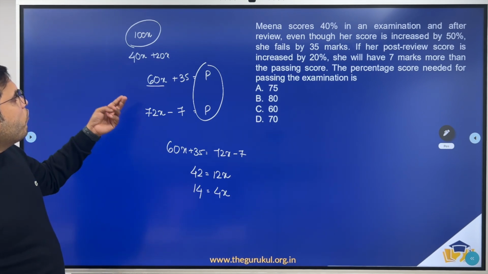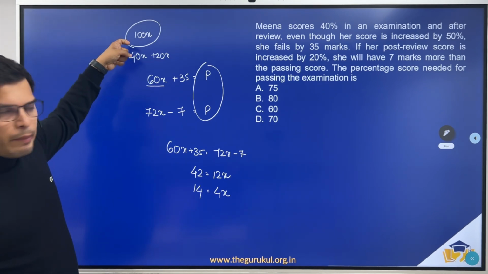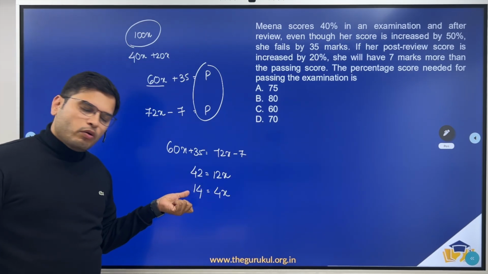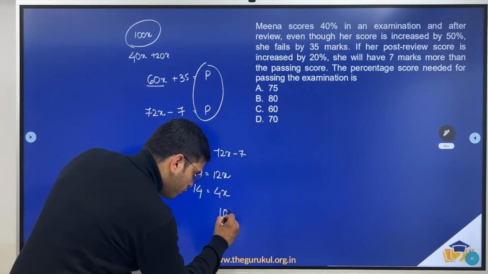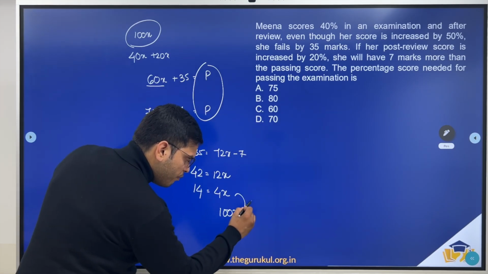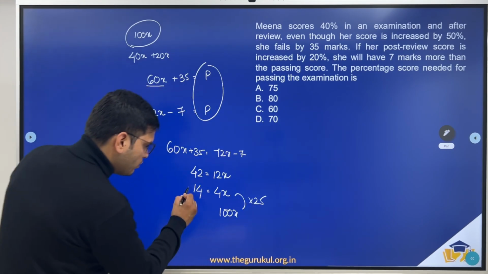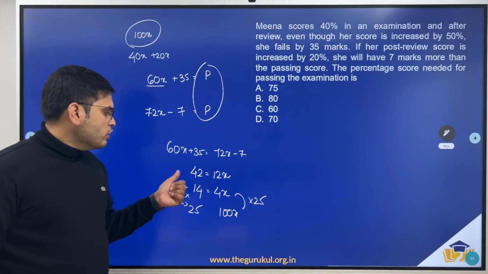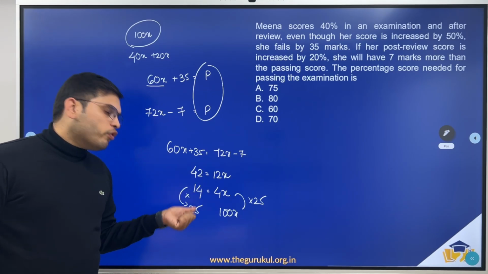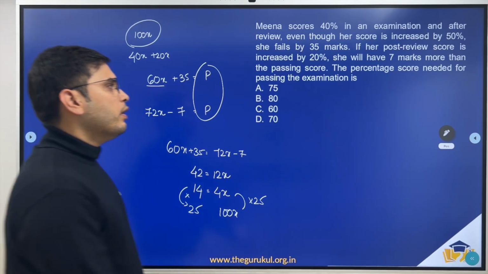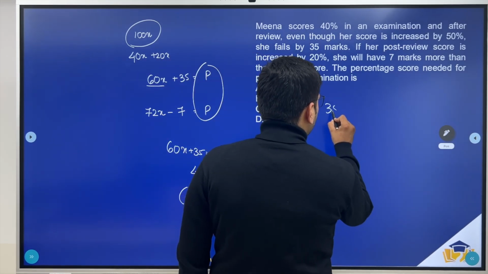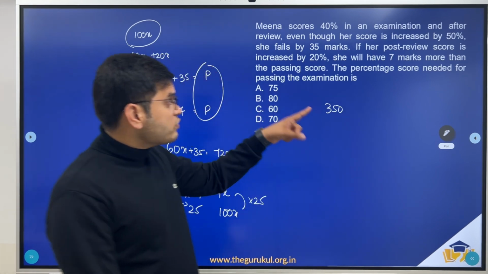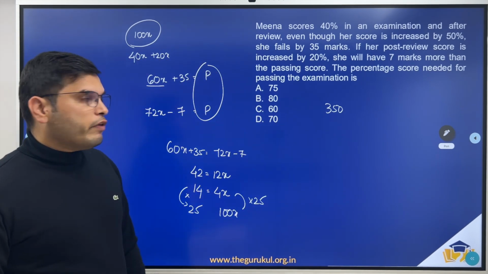Right. Now, what do we need? First, let's find the maximum score. Maximum score, we have assumed that to be 100x. Now, if 4x is equal to 14, how can we have 100x here? Multiplying it with 25. So 14 into 25: 10 into 25 is 250, 4 into 25 is 100, 250 plus 100, 350. So the maximum marks in that exam is 350. But what was asked? We are asked to find the percentage score needed for passing the exam.